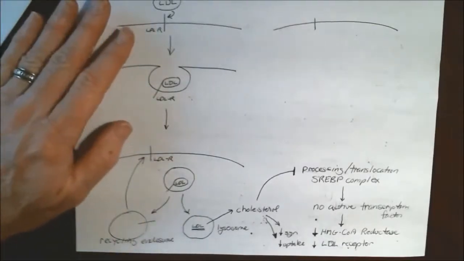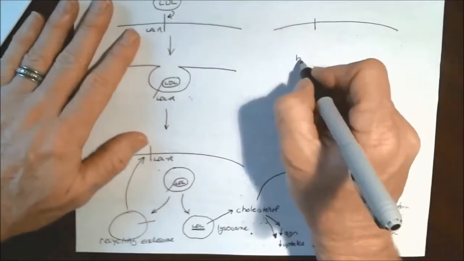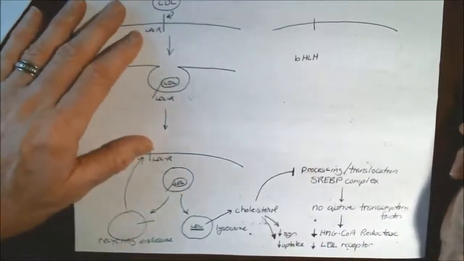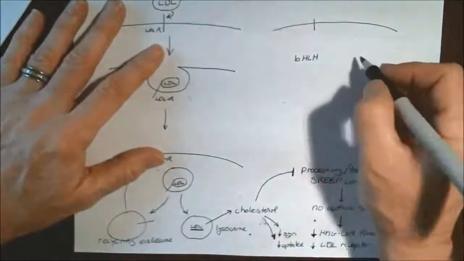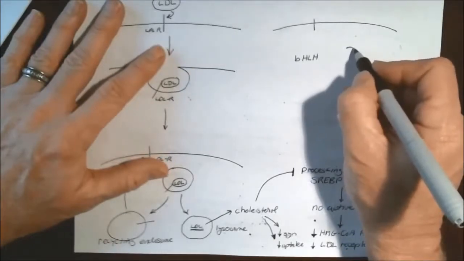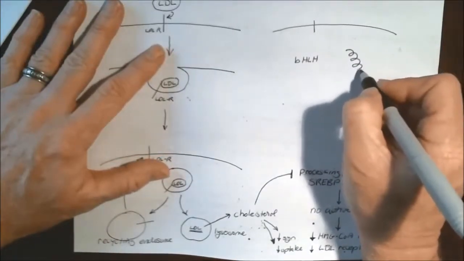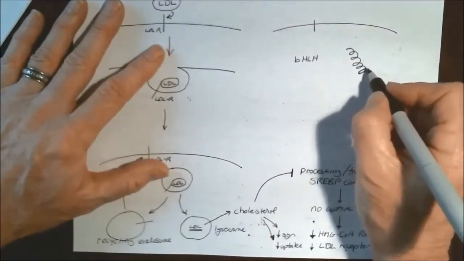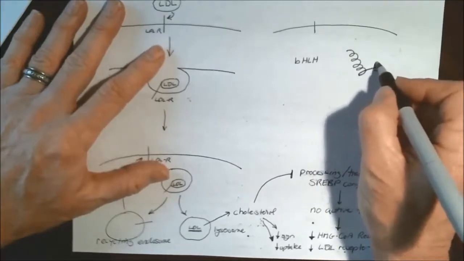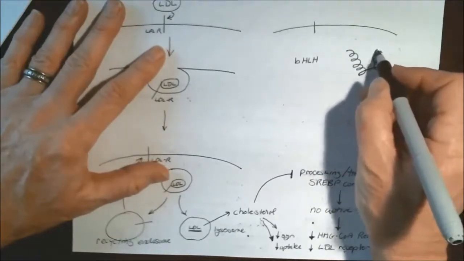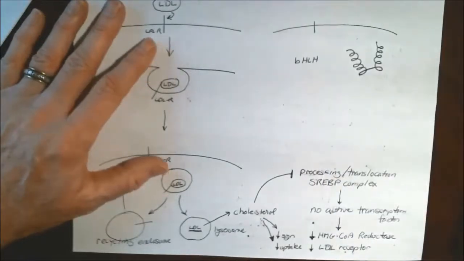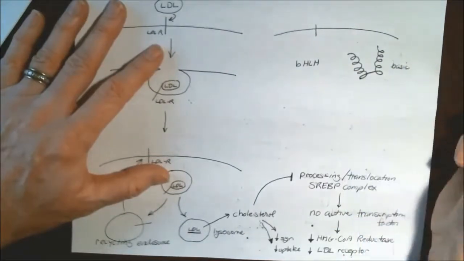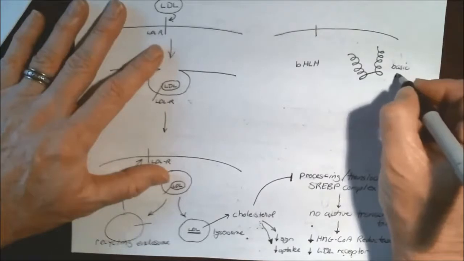And just one more side note that I didn't mention is about the nomenclature, the basic helix-loop-helix structure. The reason this got its name is because the protein looks like this. We have an alpha helix, we have a loop, and we have another alpha helix. Basic means that this has a basic structure, which means that it is positively charged.